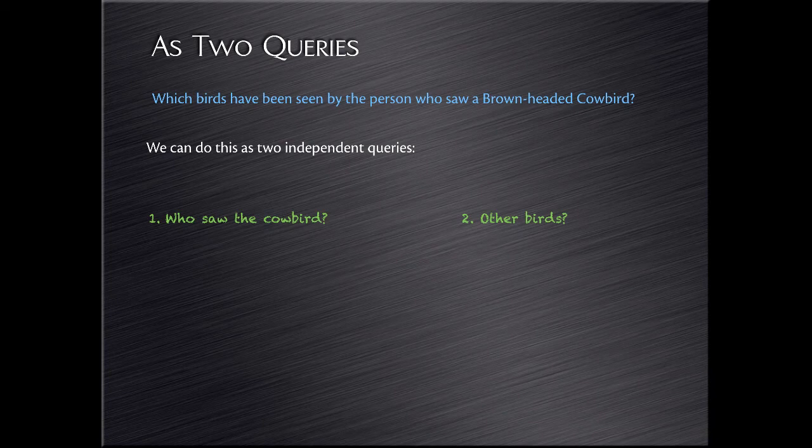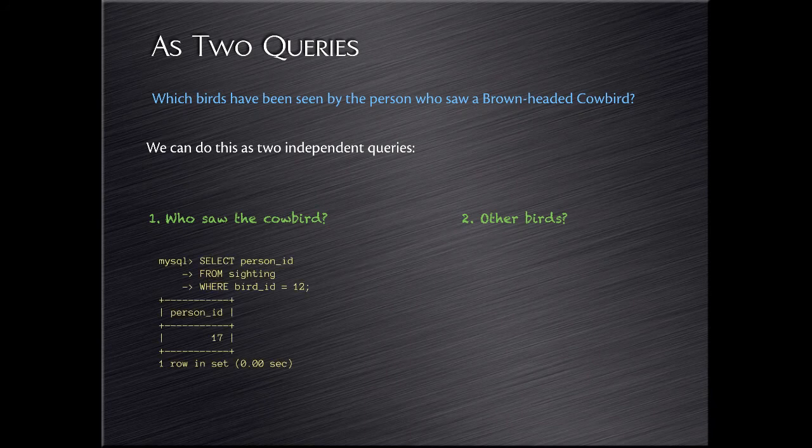All right. So the idea, if I do this as two independent queries, the first thing I need to know is actually the back end of that question. I need to know who saw the cowbird. And once I answer that question, I will have a person ID, for example. Then I can go back and ask the second query, which is, which are the birds that that person has seen? Well, by themselves, neither one of these queries is difficult. We can do both of them very easily.